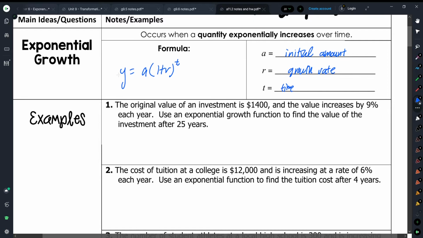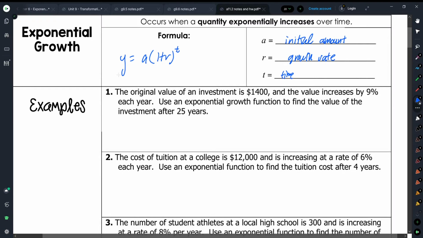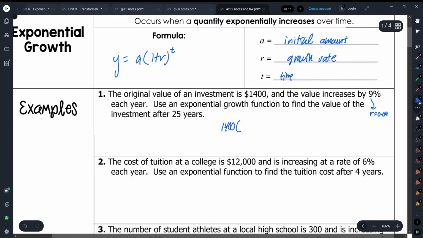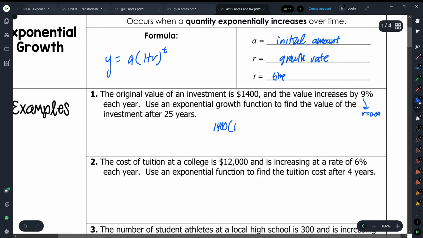Okay, I'm not going to do all of them for you, so you don't have to watch a super long video. Number 1, the original value of an investment is $1,400. That is our initial amount, so that's our A. So 1,400 times the 1 plus r. Our r is 9%, so r is equal to 0.09. So 1 plus r would be 1.09, and the t is our time, which is 25 years, so raised to the 25th power.